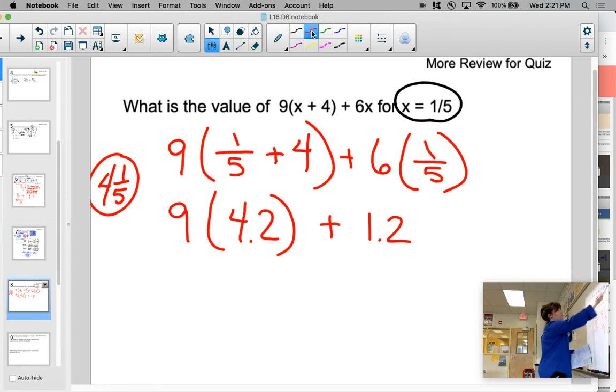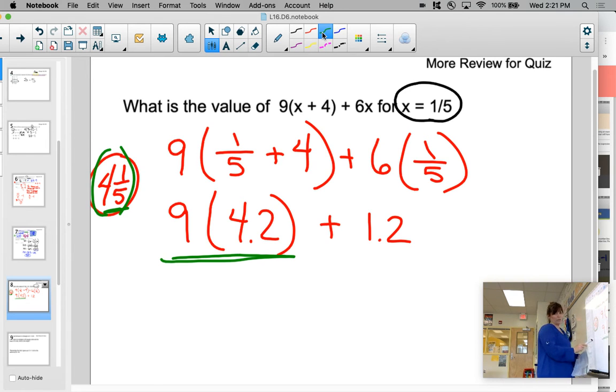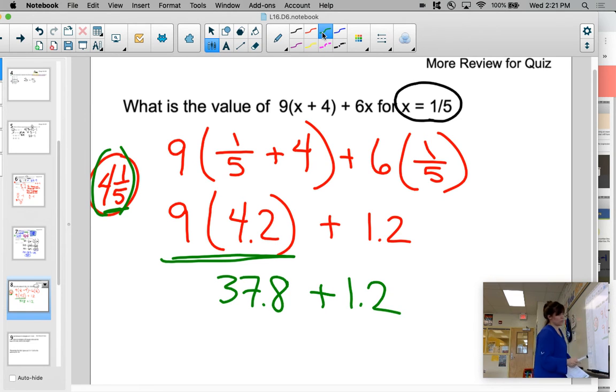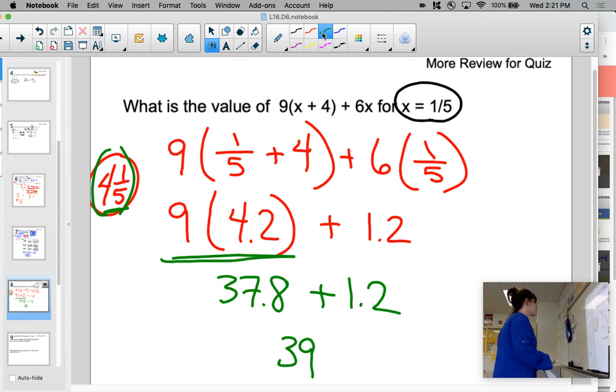Now I need to multiply 9 times 4 and 1/5, which I'm either working with my fraction here or my decimal. Since I'm doing decimals, I'm just going to pop that into my calculator. And when I do, I get 37 and 8/10. And when I add them, it works out to a whole number. So if you're working with decimals, especially when it's a multiple choice question and you're seeing nothing but whole numbers, if you do it correctly, it should work out to a whole number on your quiz as well.